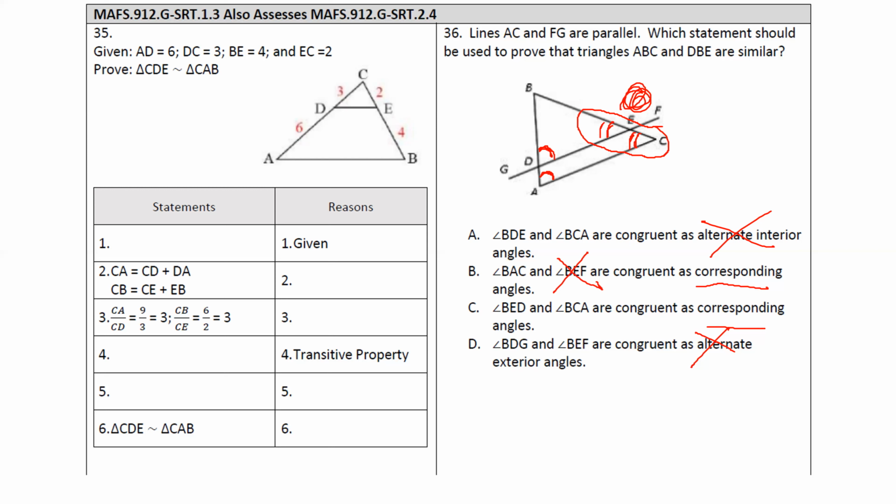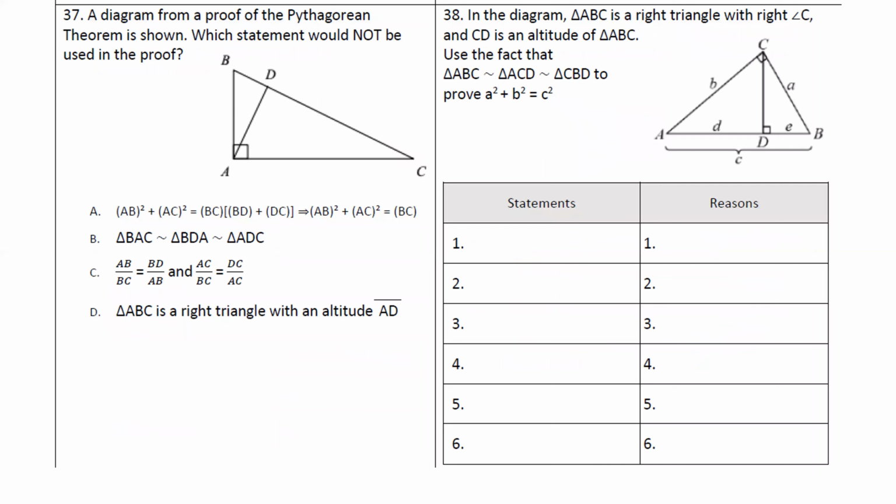So BEF was the one that I scribbled out here. Again, that one was the one that made no sense. And then the other two that were on option C are the two that are in the correct position with the 2 lines. So C is the correct answer. All right, moving on. 37, we have a diagram.